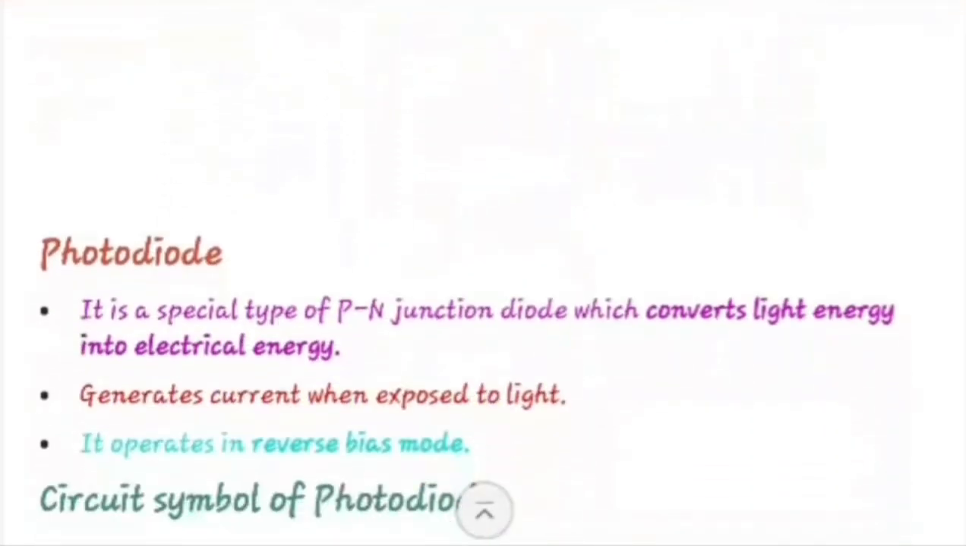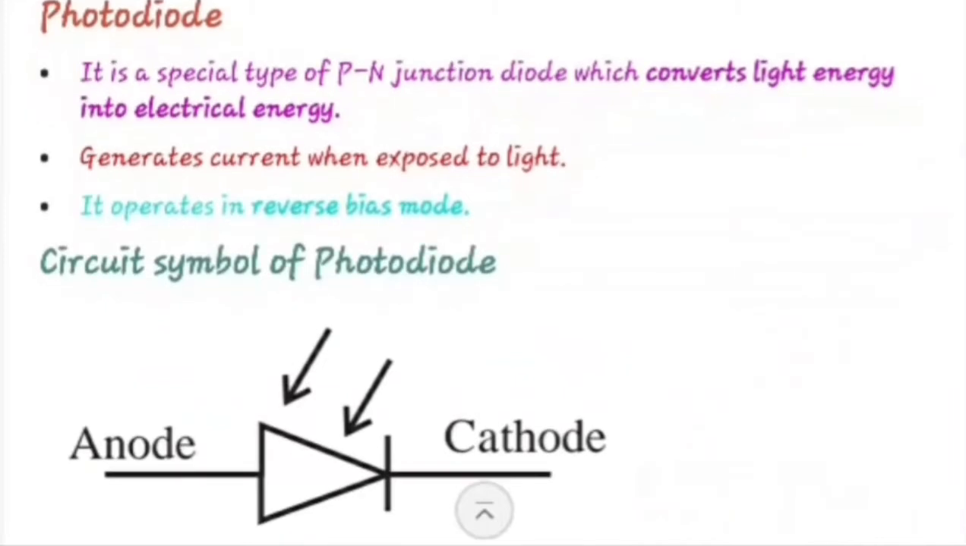Photodiode is a special type of p-n junction diode which converts light energy into electrical energy. Okay, so photodiode is nothing but a p-n junction diode. This is the one thing that we should understand, and it is commonly used to convert light energy into electrical energy. So the question arises, how can it convert light energy into electrical energy? It is basically exposed to a light source and then it automatically generates current.